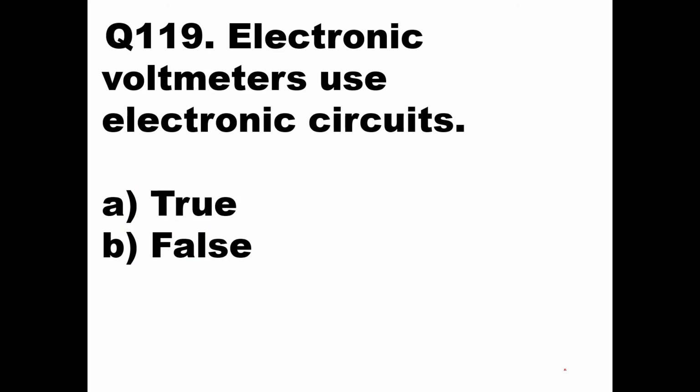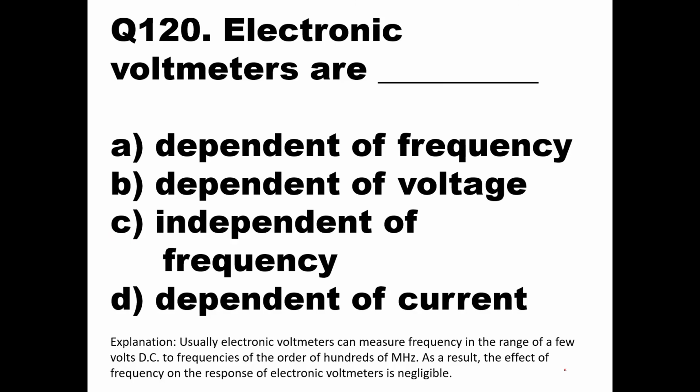Electronic voltmeters use electronic circuits. Obviously, electronic voltmeters use electronic circuits like rectifiers, amplifiers, filters, etc. So this statement is true. So electronic voltmeters use electronic circuits, right? Then we'll go to the next question, question number 120.